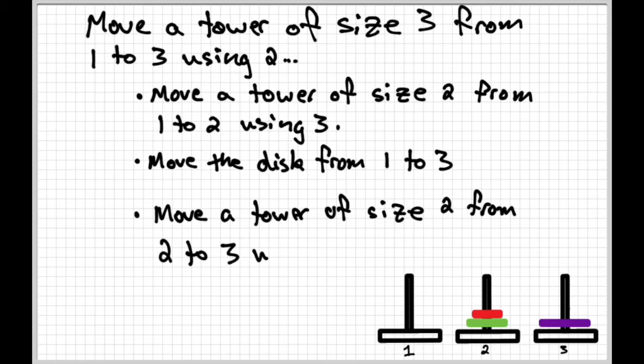And so we end up with the problem that we discussed before. We already know how to move a tower of size 2 from one peg to another. We just have to recognize that it's the same problem, just with a different arrangement of pegs, okay? And then once we've got it halfway, finishing the job is trivial. We just do the same thing just by shifting pegs. So again, we finished by moving a tower of size 2 from 2 to 3 using 1, and we're done.